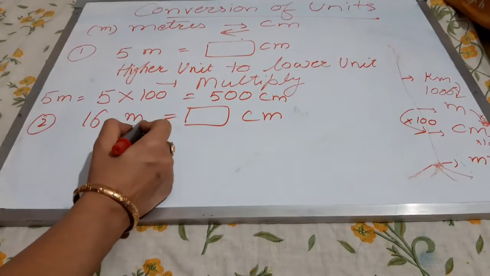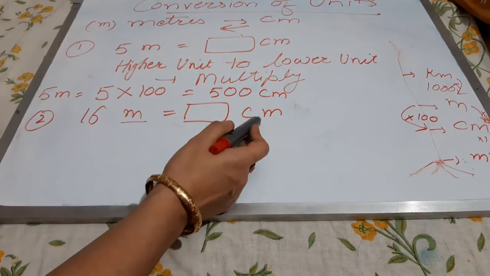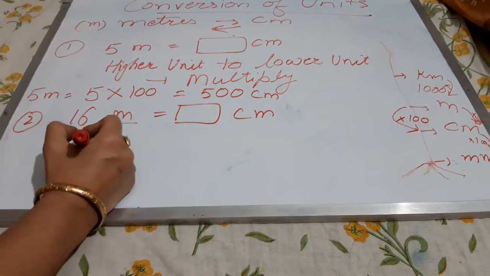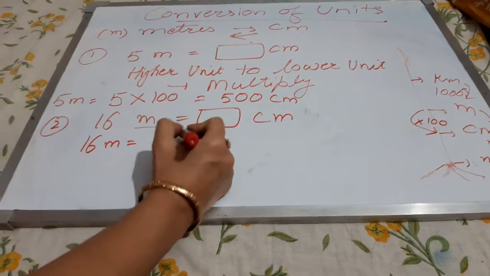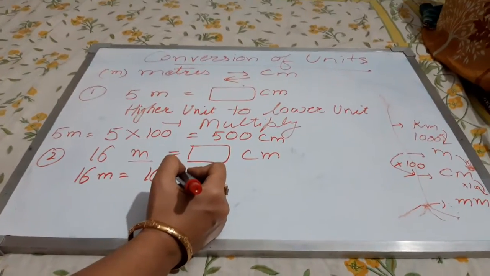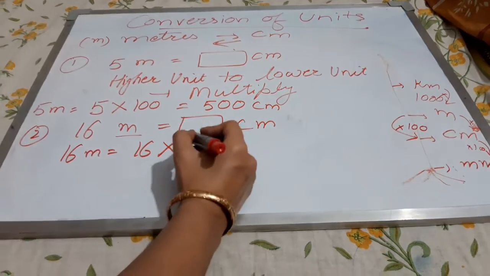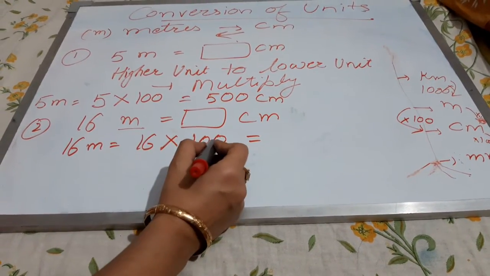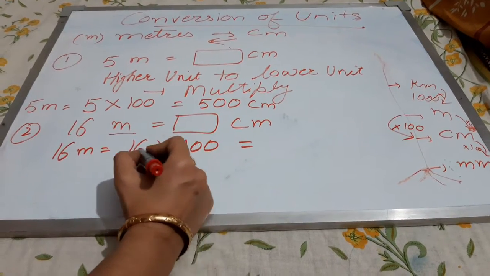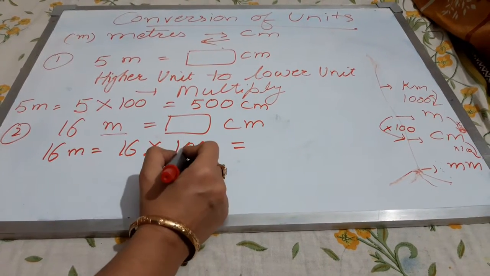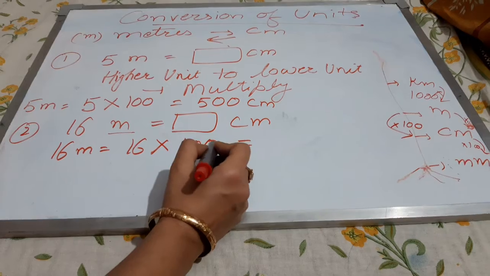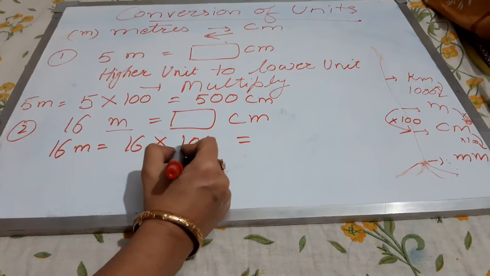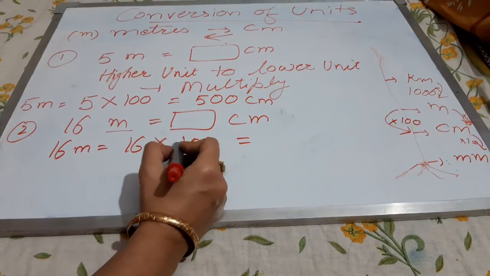So this is again higher unit to smaller unit, which means we have to multiply. So write 16 meters is equal to 16 multiplied by 100. Just remember how to multiply with a number that has zeros at the end: forget about the zeros and multiply with the rest of the number.